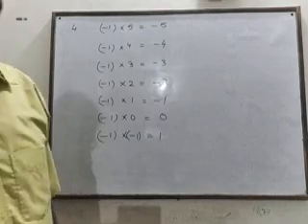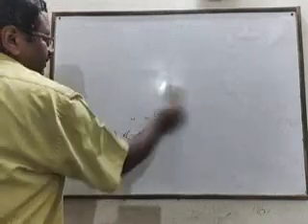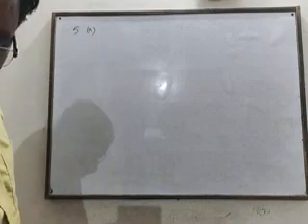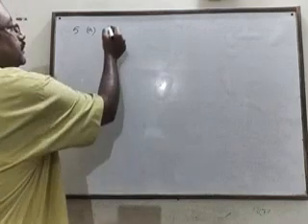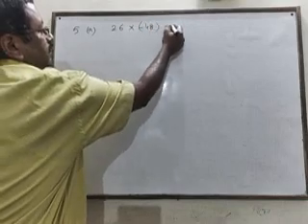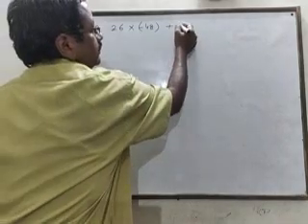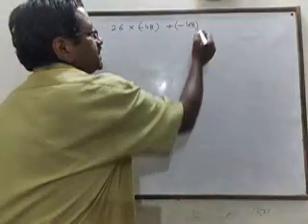Next, question number 5, which is important from the examination point of view also. So various properties will be used here. Question number 5, A part, that is 26 into -48 plus -48 into -36.